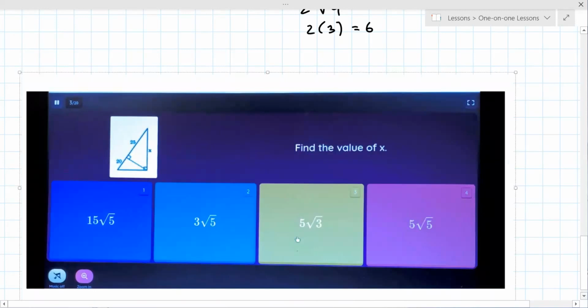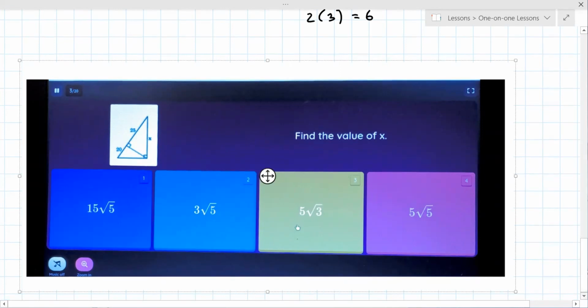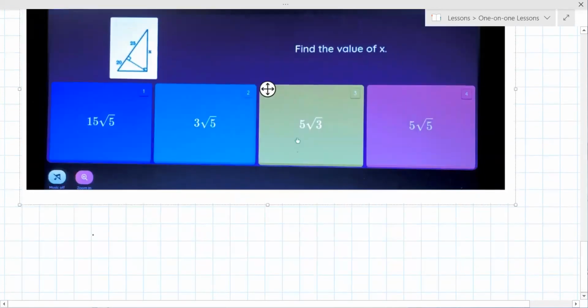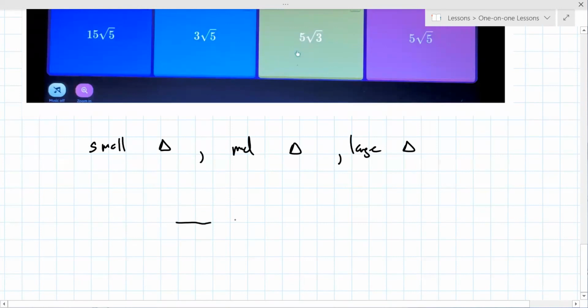Okay, so find the value of x. You got 20, which is a short leg. Okay, so this is one of those where you have 3 triangles. This is like a different type of question altogether. There's the small triangle, there's the medium triangle, and then there's the large triangle, and that's in this picture up here. Do you remember that from class? Or does that at least sound familiar? Yes. Okay. So you have to set up a proportion here.